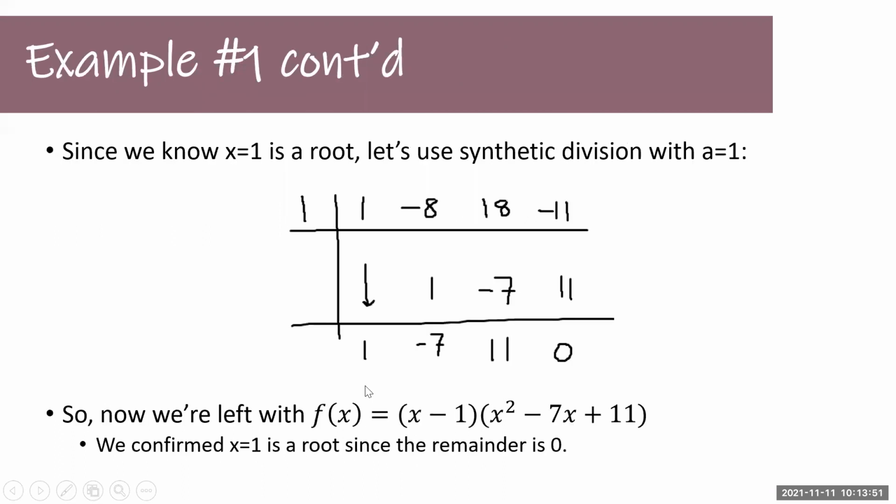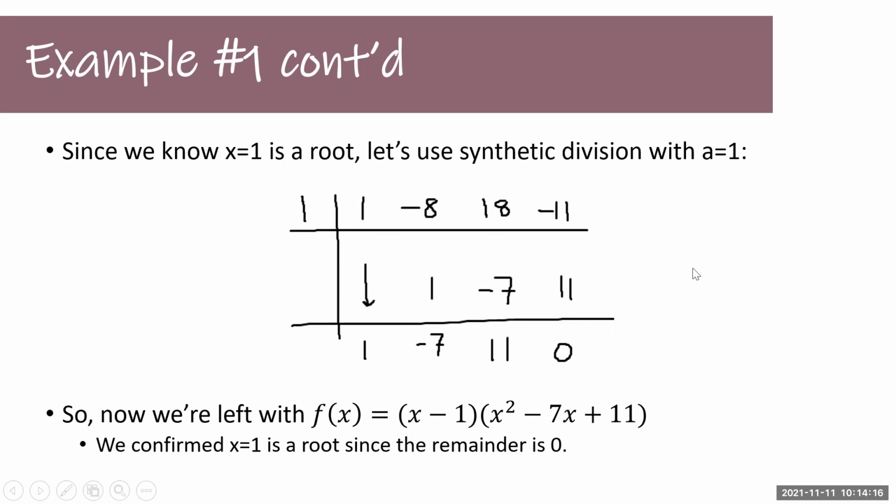We know that x equals 1 is a root, so let's use synthetic division with a equals 1. And that'll give us our remaining coefficients if we divide by x minus 1. The 1 drops down as usual. 1 times 1 is 1, left with -7. 1 times -7 is -7. We're left with 11. 1 times 11 is 11. And look at that. We have a remainder of 0.